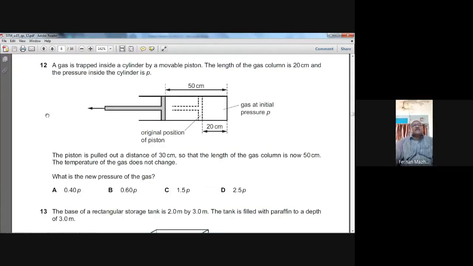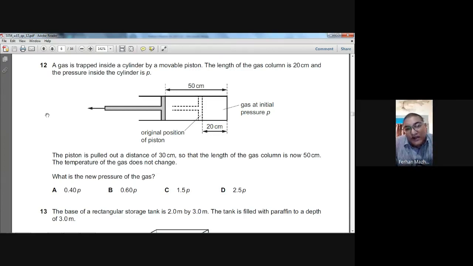Question number 12. A gas is trapped inside a cylinder by a movable piston. The length of the gas column is 20 centimeter and the pressure in the cylinder is P. The piston is pulled out a distance 30 centimeter so that the length of the gas column is now 50 centimeter. The temperature of the gas does not change. What is the new pressure of the gas?